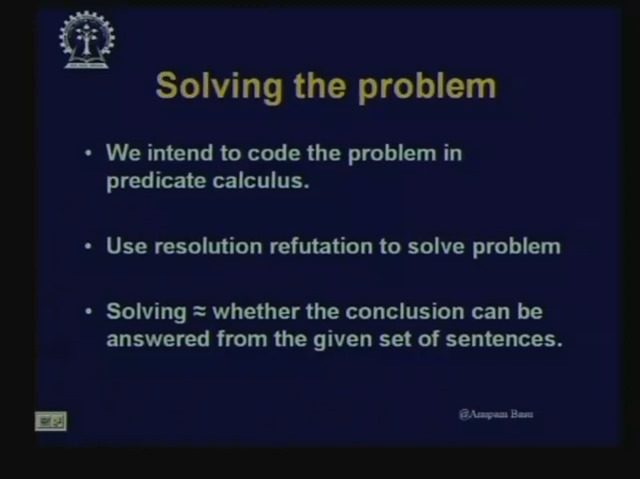So, first thing first, we intend to code this problem in first order predicate calculus, and then we will use resolution refutation. This resolution is also known as resolution refutation. Now, why is this word refutation coming in? You can very simply guess. What are we trying to refute? In order to prove a particular goal G, we are trying to refute not G. And if we can refute not G, then we are proving G. So, that is what resolution is all about. We are using resolution refutation to solve a problem.